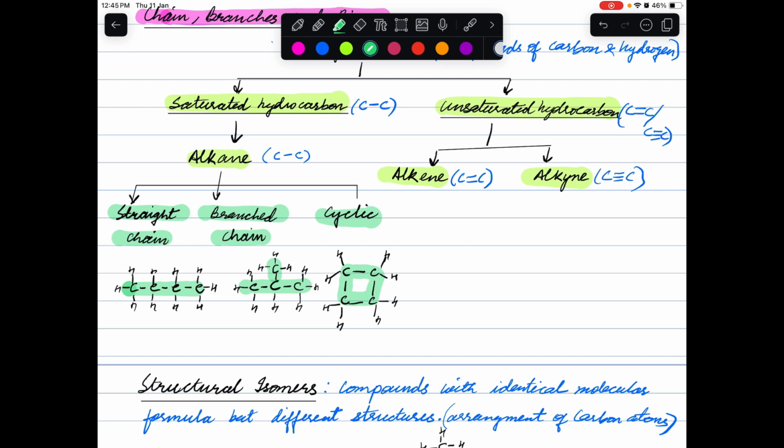Now a similar type of classification we can give for alkenes also. Alkenes can also be of three types. Alkene may be straight chain alkene, branch chain alkene, or cyclic alkene. In the same manner, alkyne can also be of three types. Alkyne can be straight chain alkyne, branch chain alkyne, or cyclic alkyne.